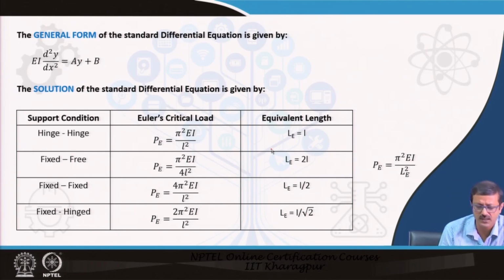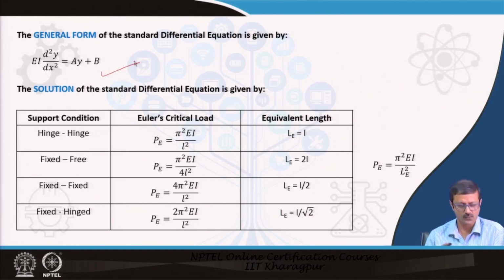So, these differential forms are of this order: EI d²y/dx² equals a into y plus b, something in this order. If you solve the differential equation with a lot of end conditions and boundary conditions, we can find the Euler's critical load, which is our intention to find out. It is like this.